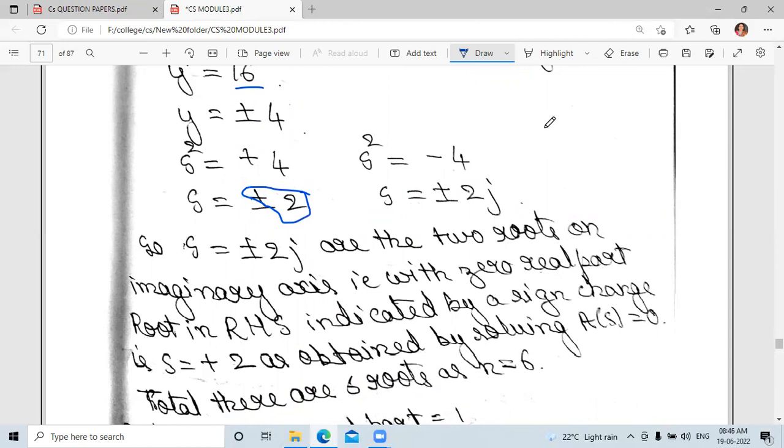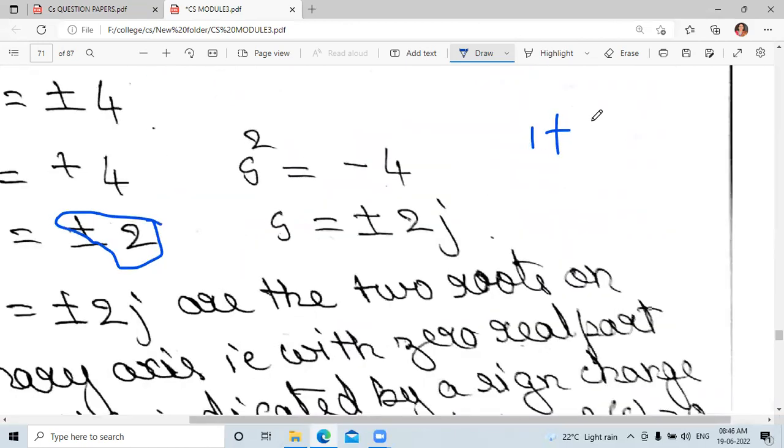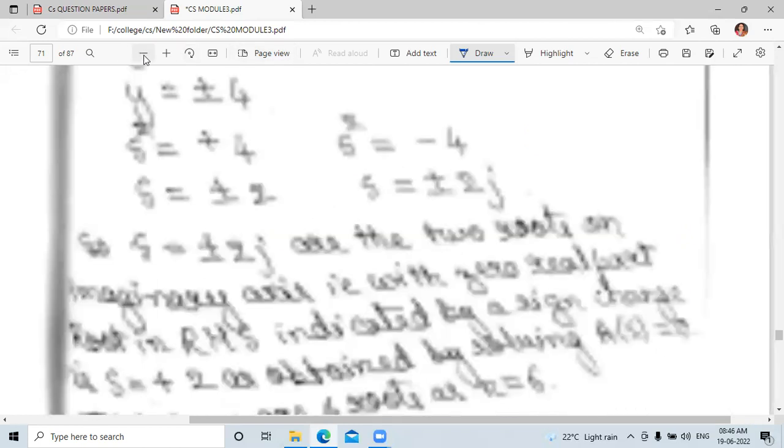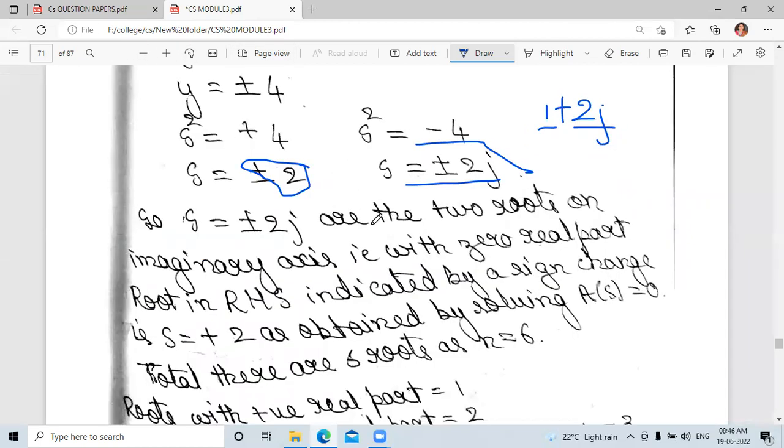When you take a complex term, for example, 1 plus 2j, this is the real part and this is the imaginary part. So here, when you observe s equals plus or minus 2j, it is only the imaginary part, no real part. Okay, that is what zero real part means. Here, two roots on the imaginary axis with zero real part.